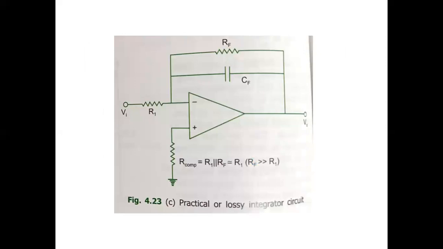In real time, a feedback resistance is used between the input and output. That is, we are using the feedback resistance for the process, as well as adding a compensation resistor on the positive side for reducing the spikes and the noise in the output. That R compensation is defined by R1 and RF in parallel. That means RF will always be greater than R1.